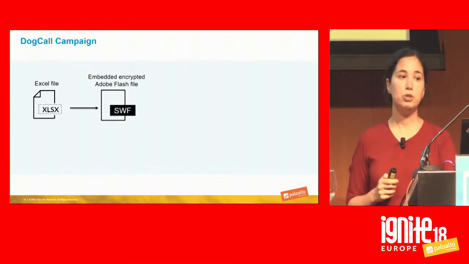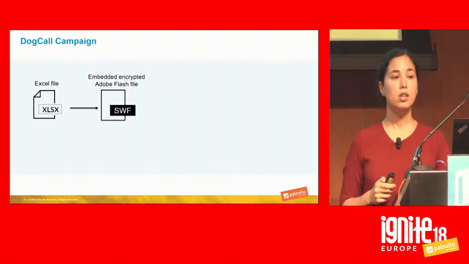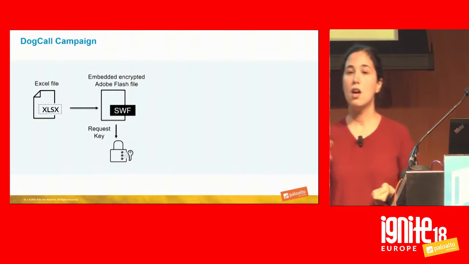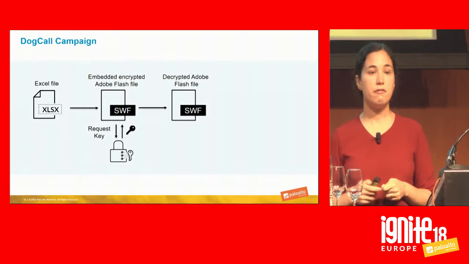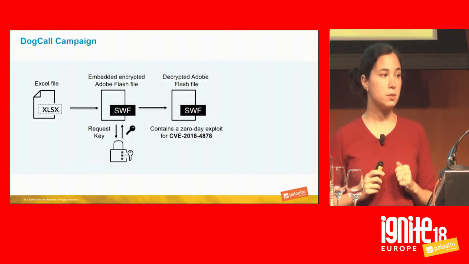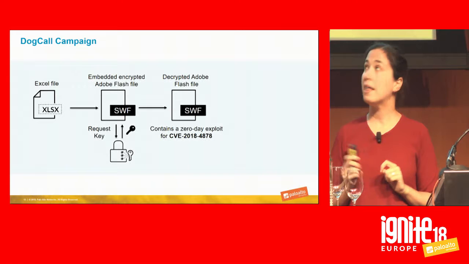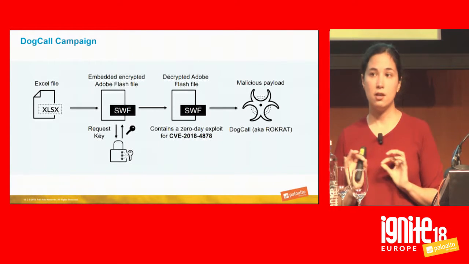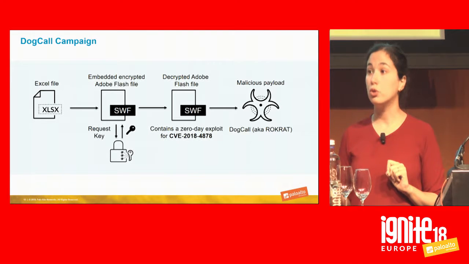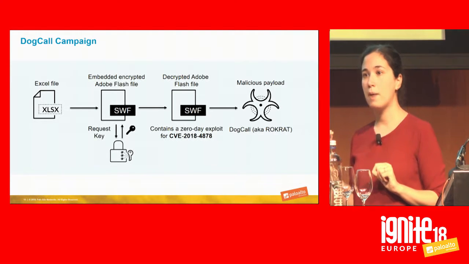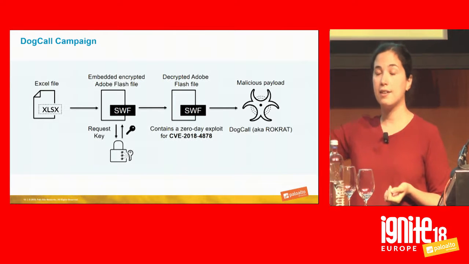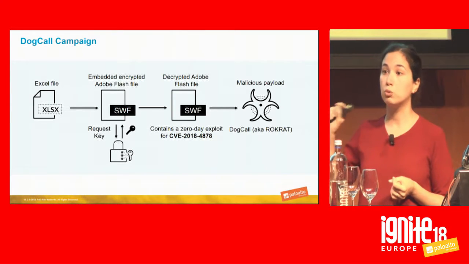To open the encryption, it goes to a remote server to request the key, and then uses this key to decrypt the rest of the Flash file. The rest of the Flash file contains the zero-day exploit, and that exploit will then trigger the malicious payload, which is DogCall, which is actually a rootkit. So previously we talked about coin mining and ransomware. This is a much more sophisticated attack because at the end of the attack there's an actual Trojan.